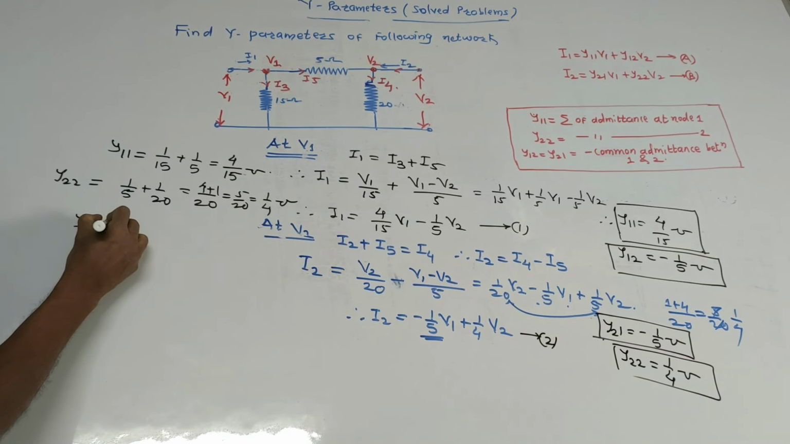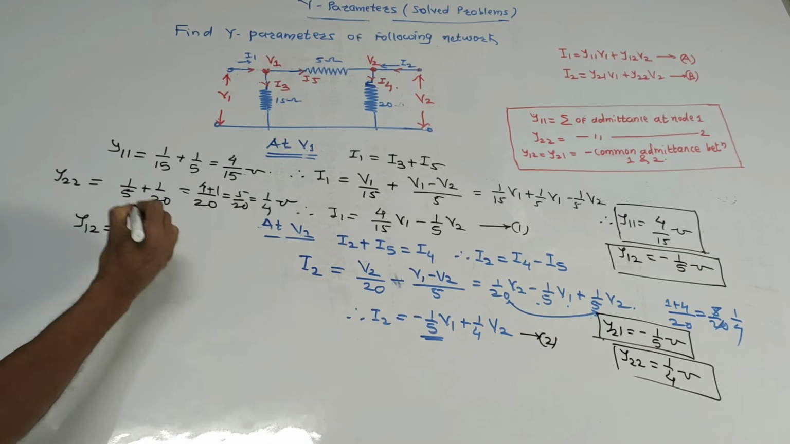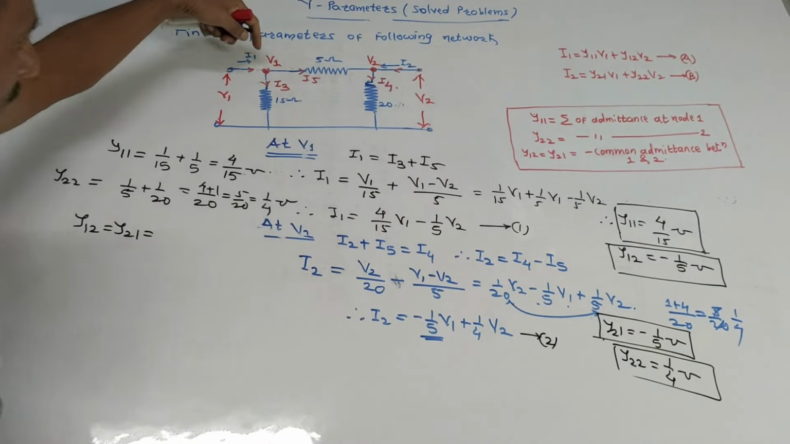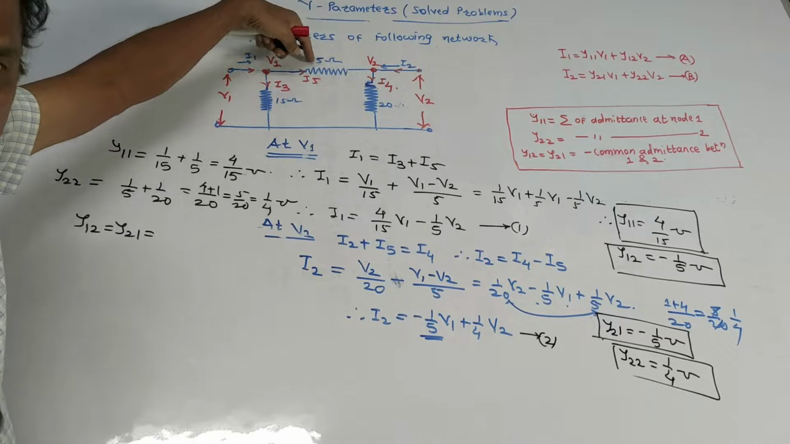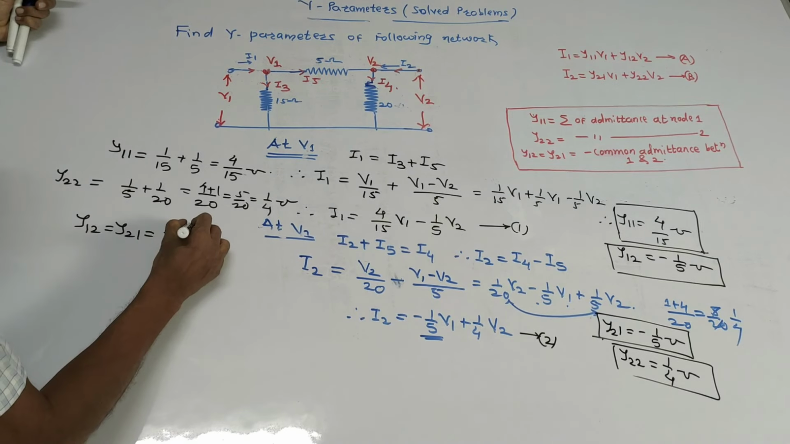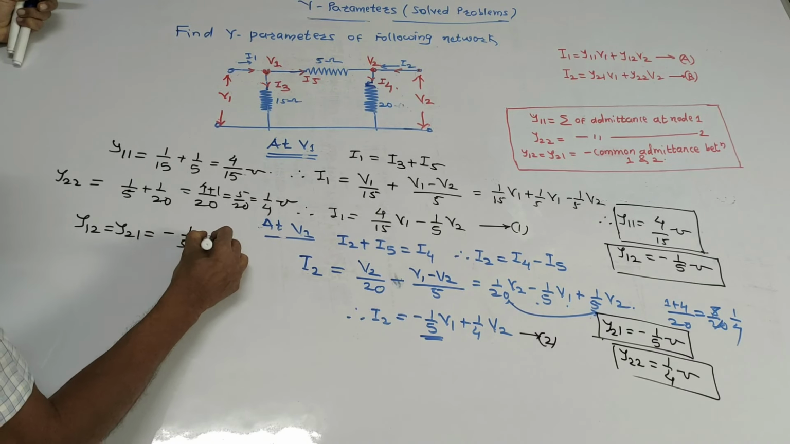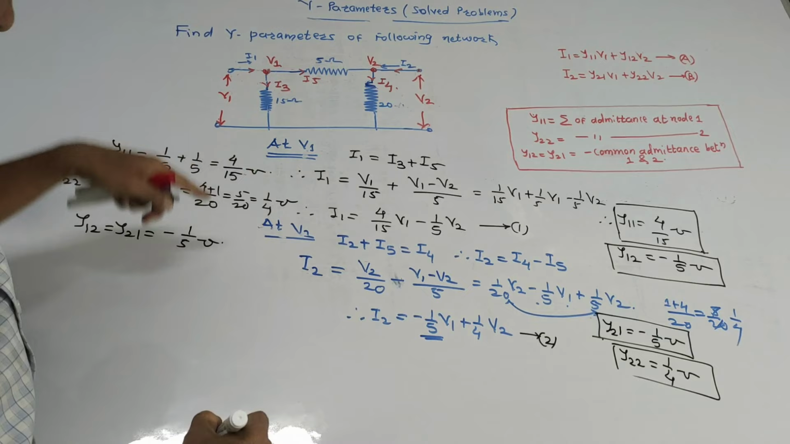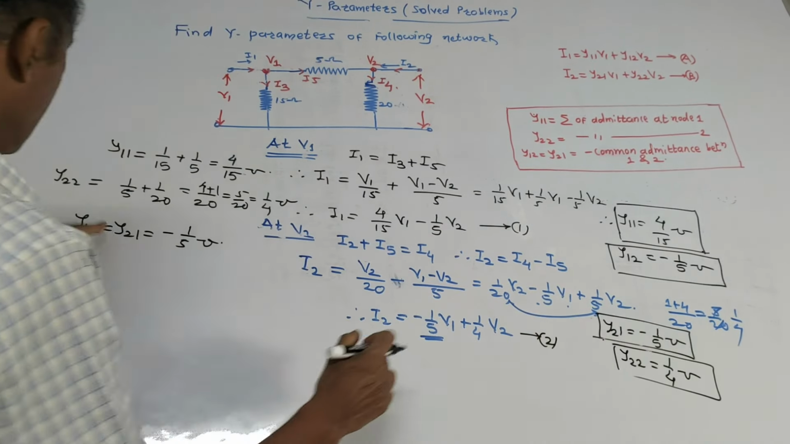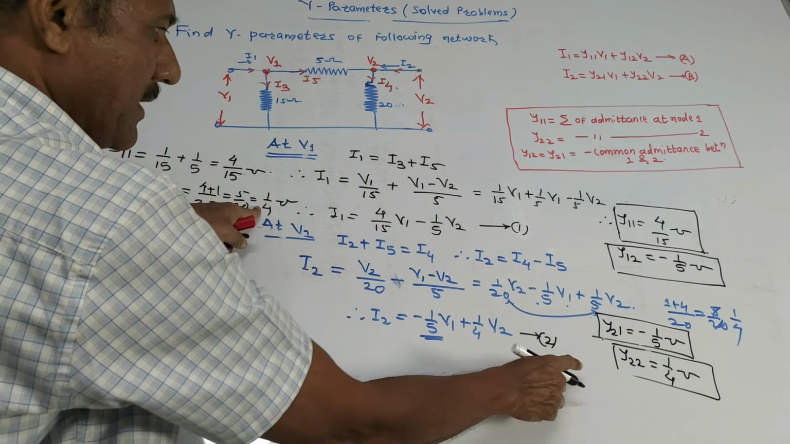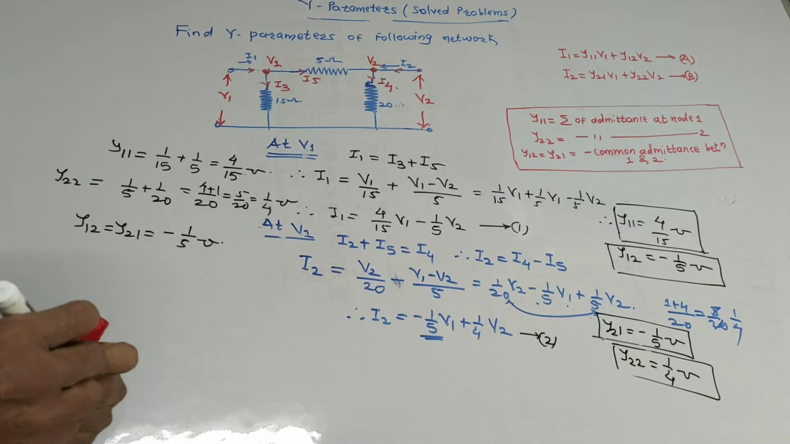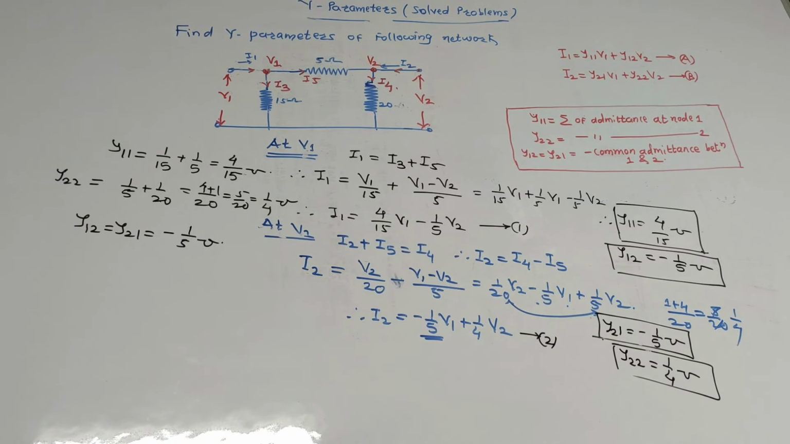So Y22 is 1 by 4 mho. Then Y12 is equals to Y21. Look at the rule: minus the common admittance between node 1 and 2. Between node 1 and 2, we have 5 ohm, its admittance is 1 by 5, and the rule is minus of this. So it is minus 1 by 5 mho. So check the answers. Y12 is minus 1 by 5, Y21 is minus 1 by 5, Y22 is 1 by 4 mho, and Y11 is 4 by 15 mho. So this is how to cross check the answer using the direct method.